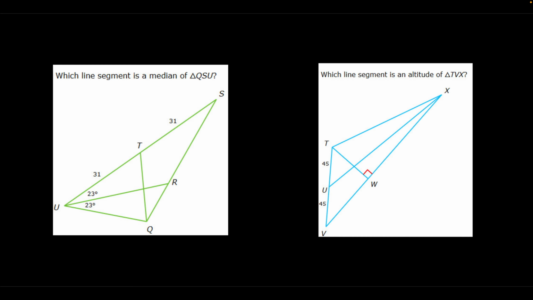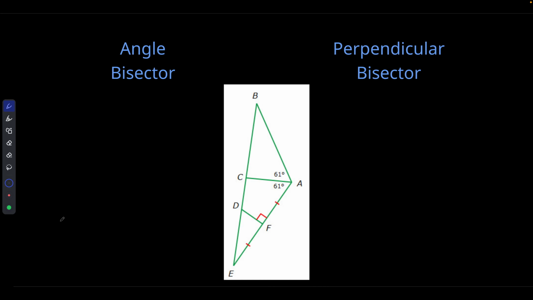Okay, now they've had time to work these problems. Let's check your solutions. Okay, for the first problem, you should have said line segment QT because remember it cuts a side in half, not an angle. That's something different. And for the second problem, you should have said the answer is TW because an altitude goes from a corner and forms a right angle. So that would be this one right here.